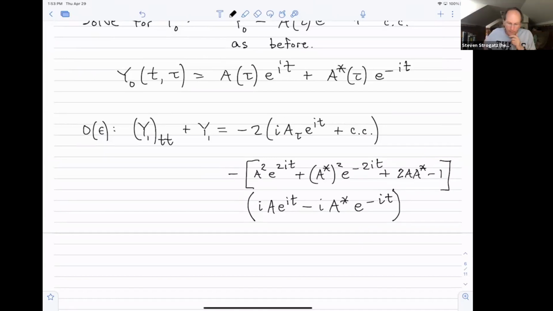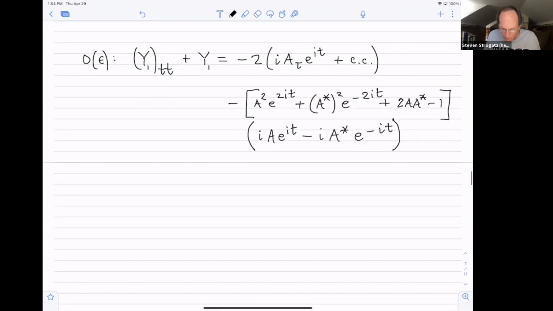There, that's all good. And the reason I wrote out all that stuff is because I want to collect all the terms proportional to e to the it. Remember, those are the terms that will cause resonance. E to the it is what you have to keep your eye on. So what can possibly generate an e to the it on the right-hand side here? Well, let me just collect everything.